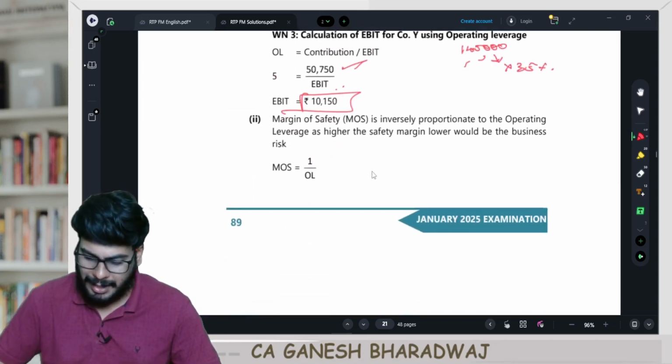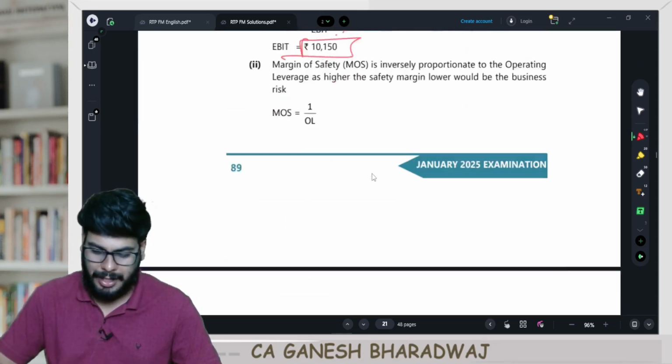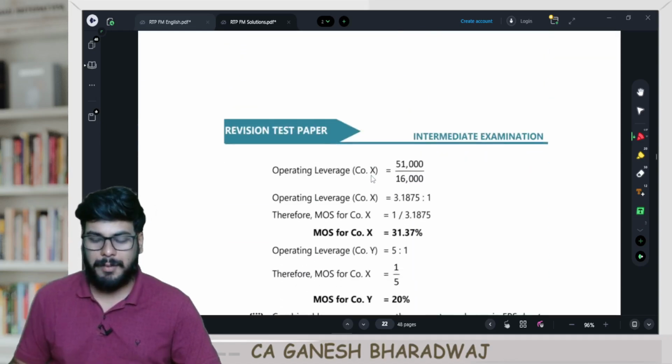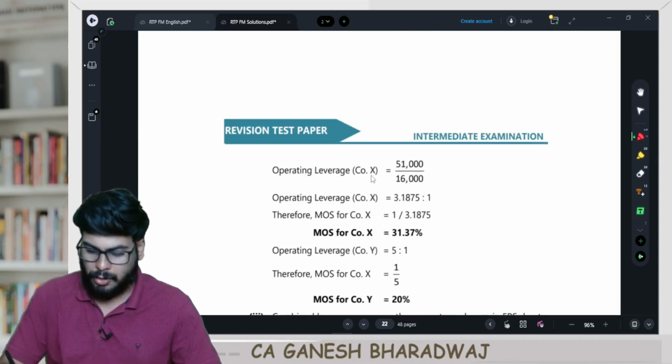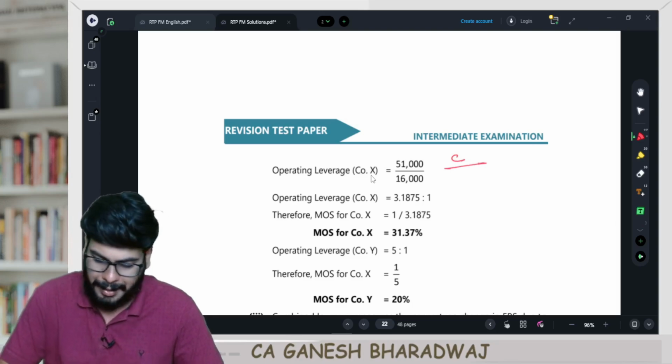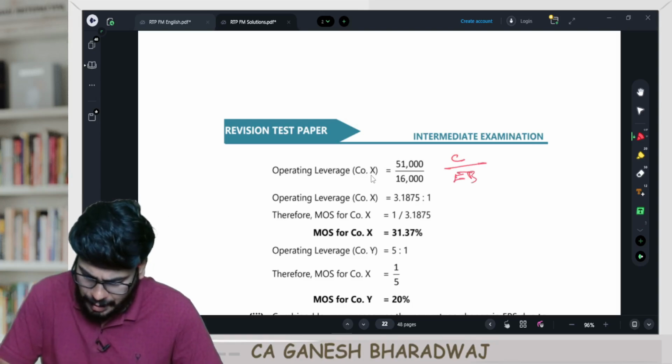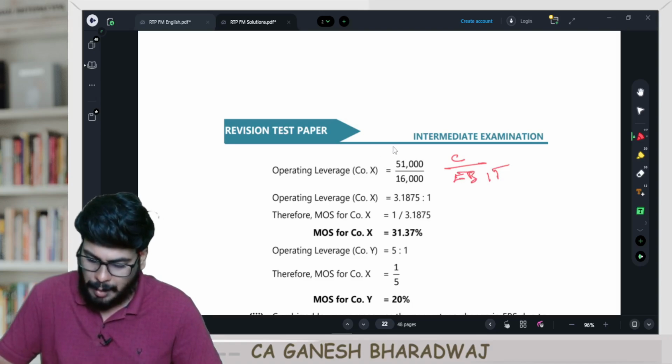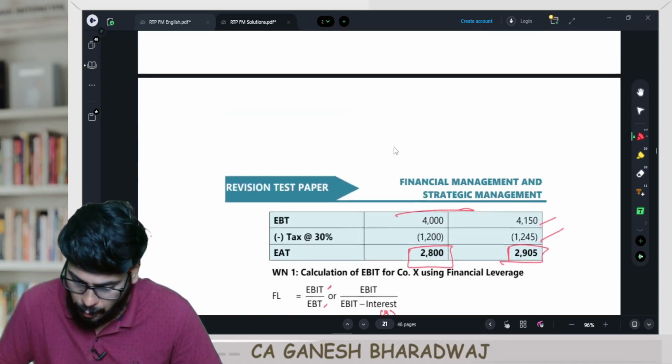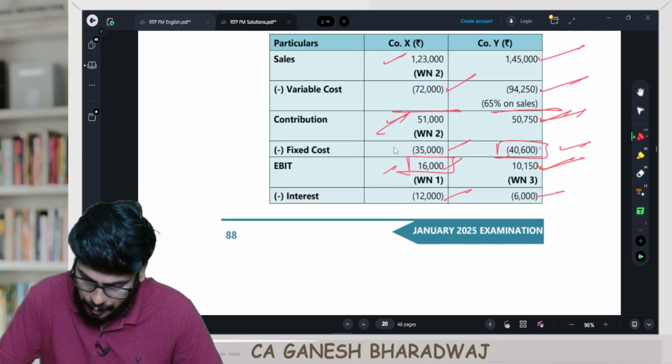Margin of safety, yes, very simple. It's 1 upon operating leverage. So for company X, what's going to be the operating leverage? The operating leverage formula is contribution divided by your EBIT, right? Contribution upon EBIT. So for company X, it's going to be how much? 51 upon 16. Look at this, 51 upon 16.